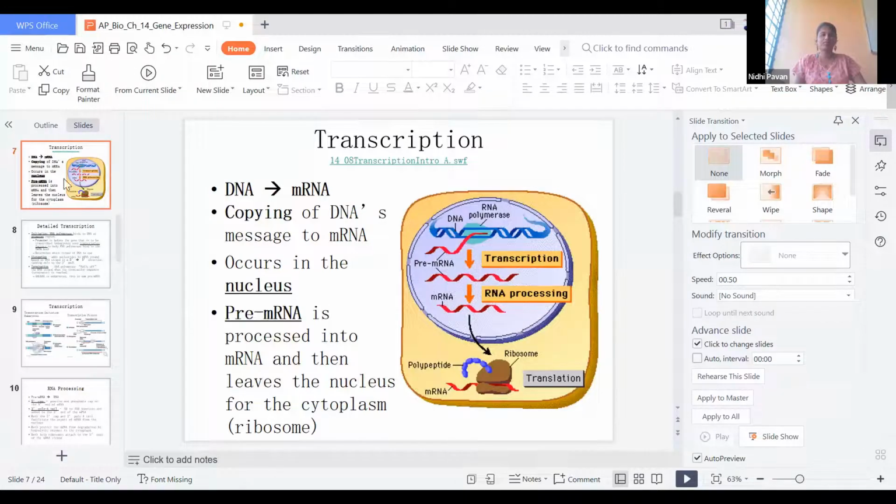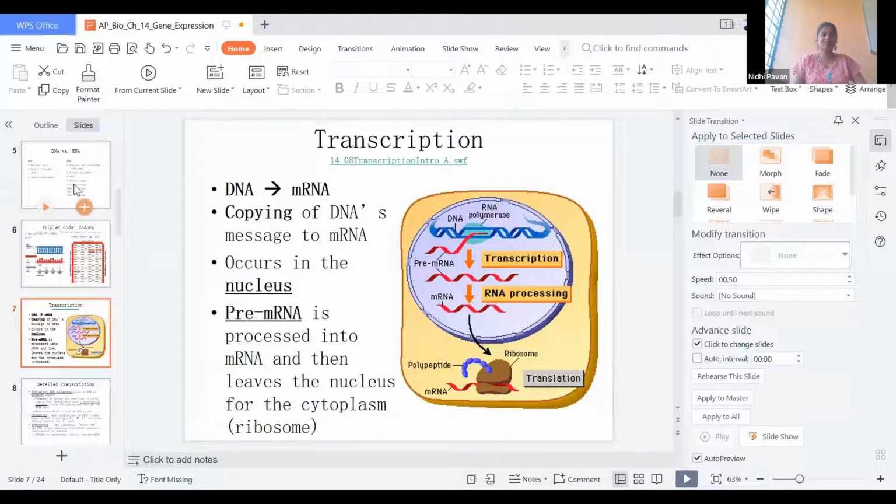Check the screen. Whether the screen is visible.